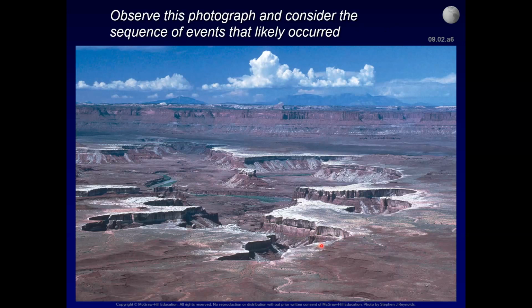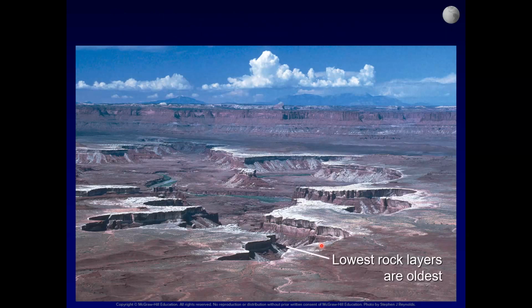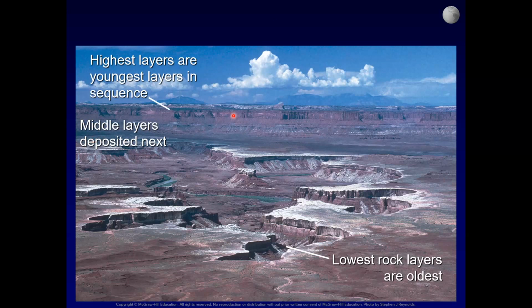So with that example, we can look at this photograph and consider the sequence of events that likely occurred to get us to this point. And the idea is that the lowest rock layers are the oldest. They're exposed in the bottom of the canyon. They were deposited first. We have middle layers deposited next. And then we have the highest layers in the sequence being the youngest layers on the horizon.